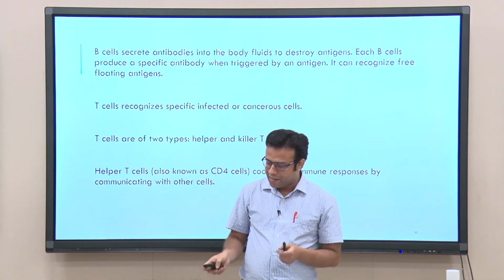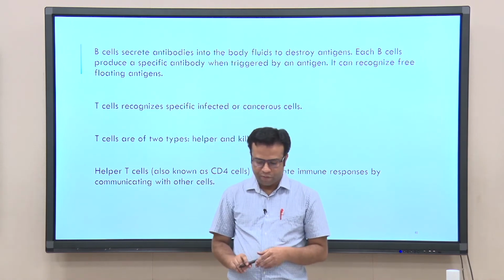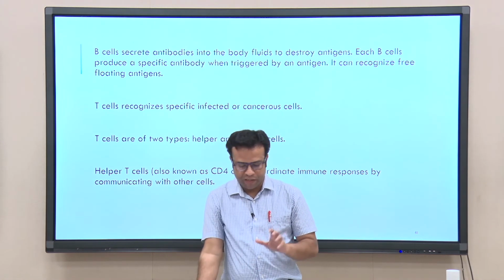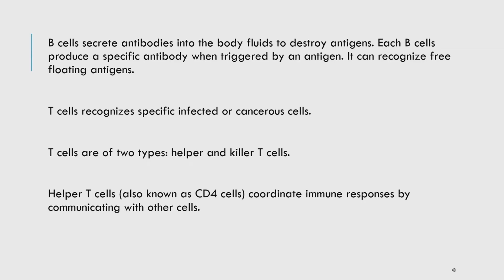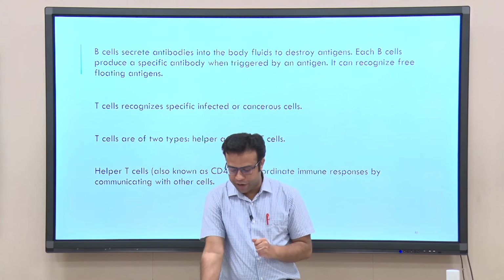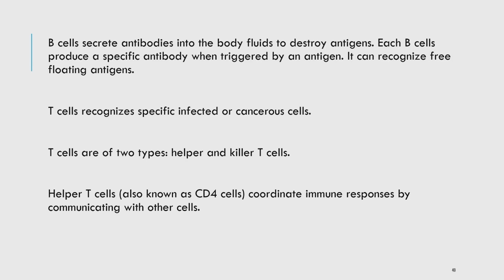As we have already discussed, B cells secrete antibodies into the body fluids to destroy antigens. Each B cell produces a specific antibody when triggered by an antigen, so it can recognize free-floating antigen. T cells recognize specific infected or cancerous cells. T cells are of two types: helper T cells and killer T cells. Helper T cells, also known as CD4 cells, coordinate the immune response by communicating with other cells, so that whatever resource is required, they coordinate it.